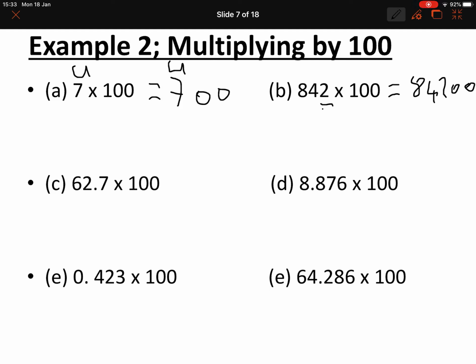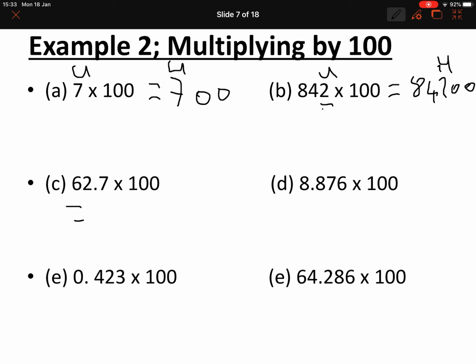842 times 100, you put 2 zeros at the end, but the 2 you'll find used to be a unit. But when you multiply it by 100, it jumps forward 2 places into the hundreds column, to give you 84,200. Okay, make sure you label that.